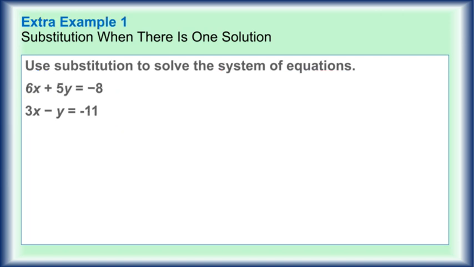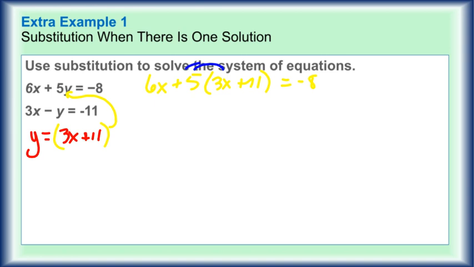Next example, here you want to solve for one of the variables. This bottom one, I'm going to switch my negative 11 and negative 11 around. So this would be y equals 3x plus 11. This is what y equals, so I'm going to substitute that in for this y here. So I now have 6x plus 5 times 3x plus 11 equals negative 8. I'm going to distribute the 5, so I have 6x plus 15x plus 55 equals negative 8.